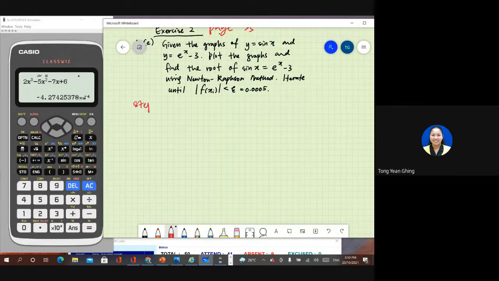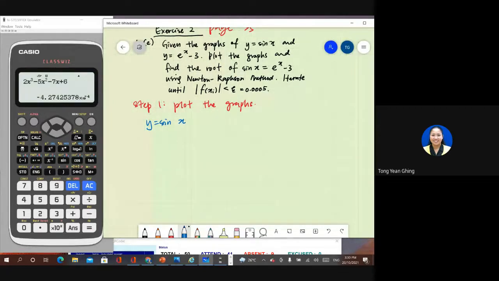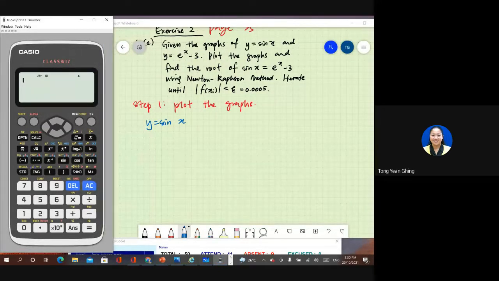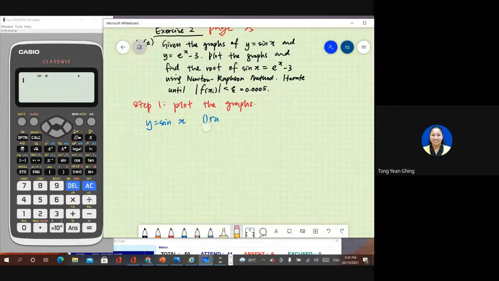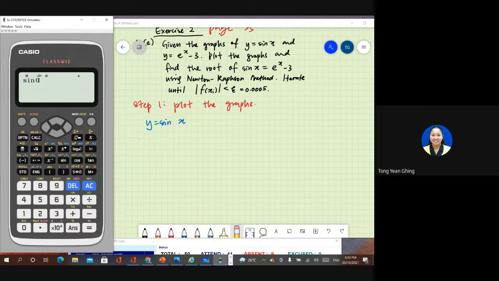We plot the graph. It says there are 2 graphs. Okay, so one is y equal to sine x. Remember, we have to be in radian mode if we want to calculate. So just key in sine x.